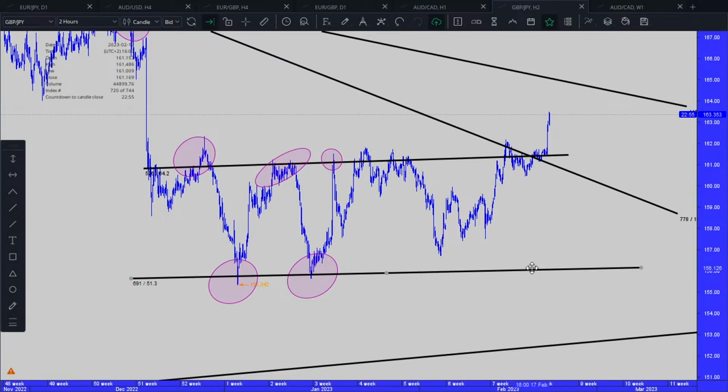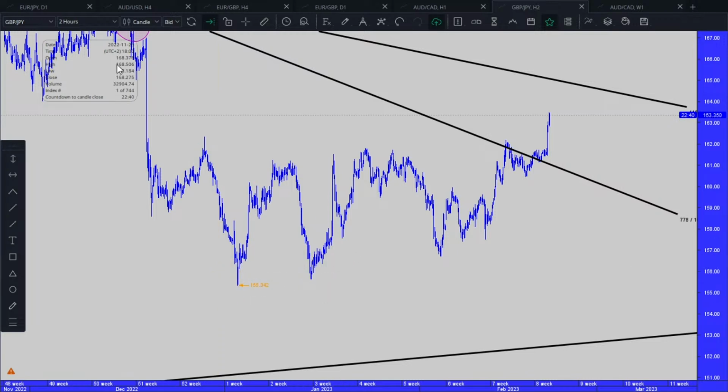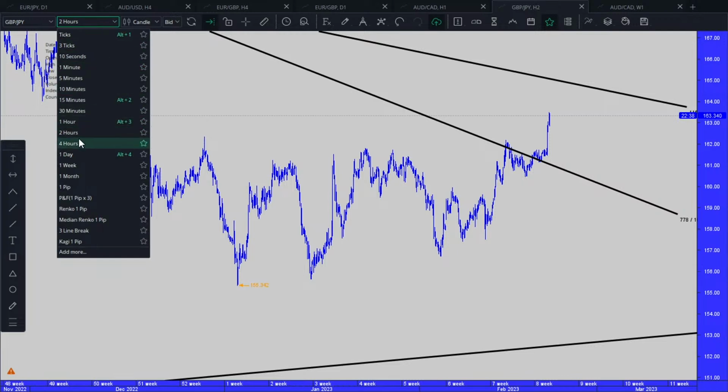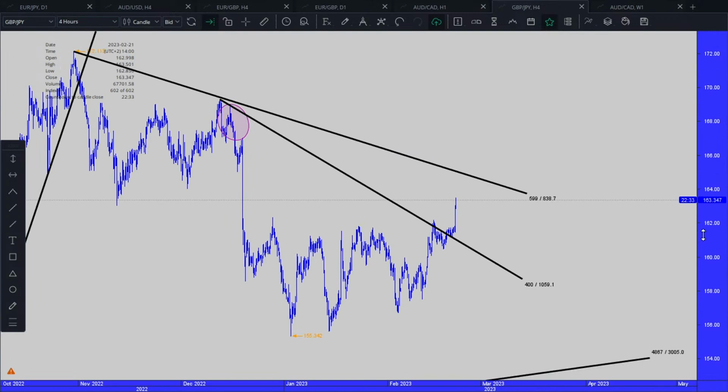Hello boss, hello Julius. Shola, long on the 4-hour, okay. Everybody, what pattern? So Shola wants the 4-hour chart, there you go. What pattern are we going long on?